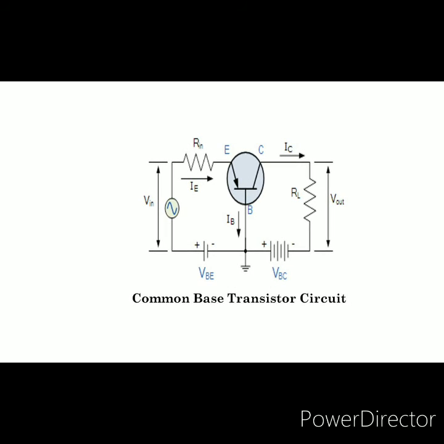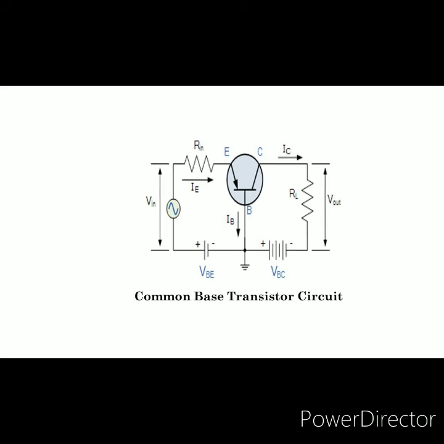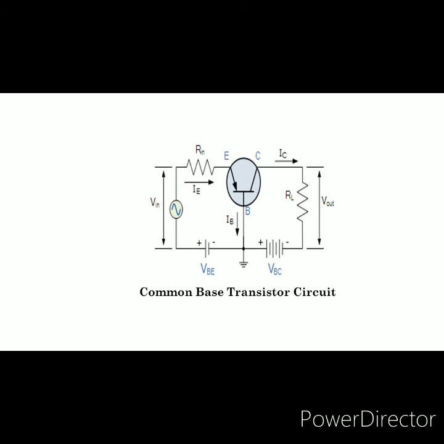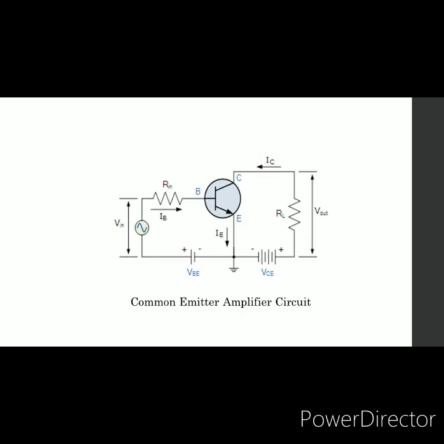The common base transistor circuit. This type of transistor arrangement is not very common due to its unusually high voltage gain characteristics. The common emitter amplifier circuit. In this type of configuration, the current flowing out of the transistor must be equal to the current flowing into the transistor, as the emitter current is given as emitter current equals collector current plus base current.